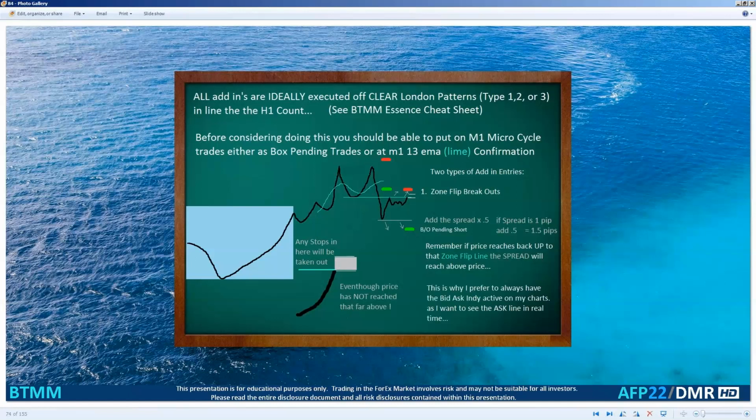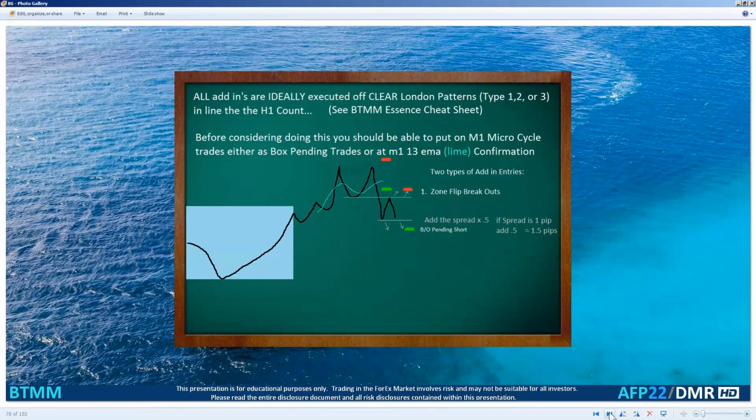This is why I prefer to always have the bid-ask Indy on my charts, as I want to see the ask line in real time. I want to see both of these in real time. And I like the bid-ask Indy because it places it right there on the side. It doesn't obscure all the information back to the left. Okay, ask line is the one that's on top, all right? So you want to get your stop loss outside of that in case it comes back just to that zone flip. You want to have your stop loss on the other side of it.